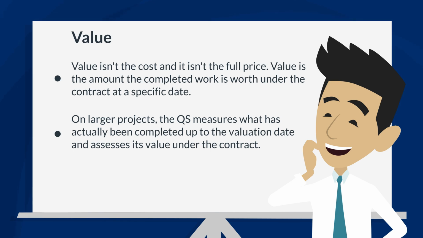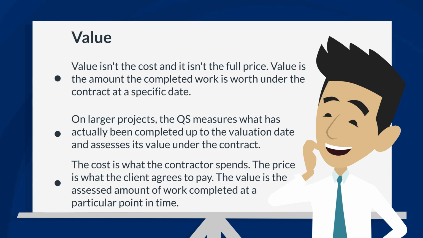On larger projects, the QS measures what has actually been completed up to the valuation date and assesses its value under the contract. The cost is what the contractor spends. The price is what the client agrees to pay. The value is the assessed amount of work completed at a particular point in time.